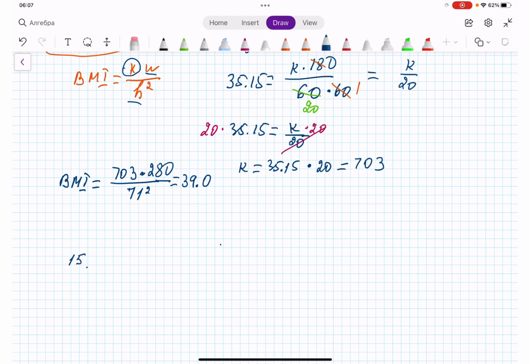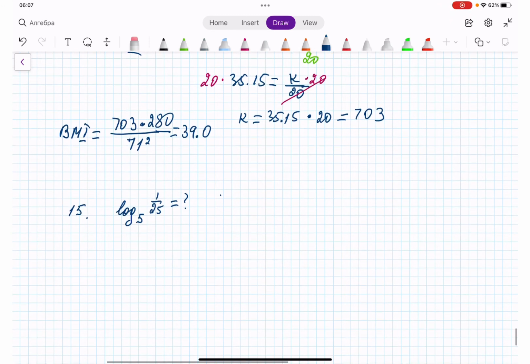What do we have here? We need to evaluate the expression without using a calculator. Okay, so we have logarithm base 5 of 1 over 25, equal question mark. So, to remind you how we read this: 5 raised to the exponent gives us the result 1 over 25.